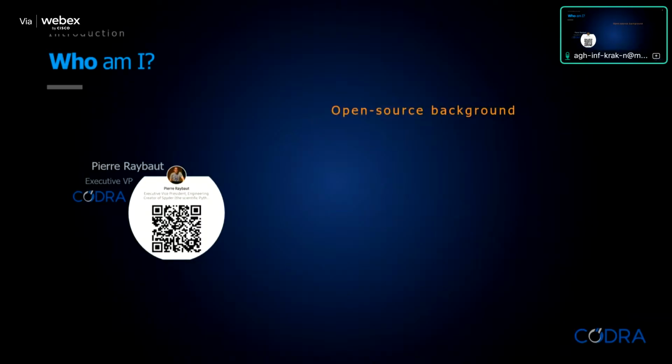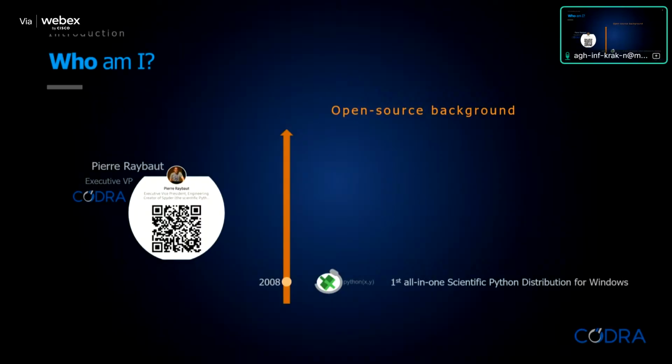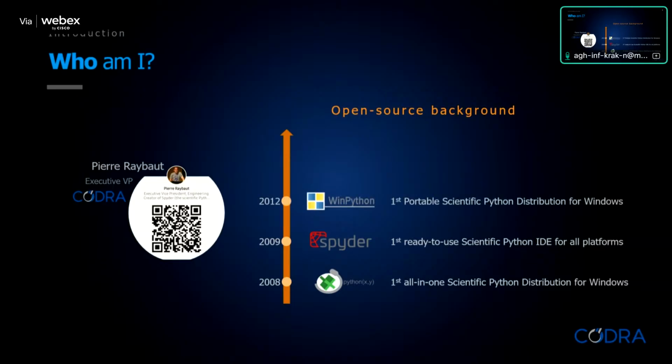In parallel of my professional activities, I've been involved in the open source community for a long time too, for almost 20 years now. I've created a bunch of projects. Some of them you might even know. The older ones may know about Python XY. It was the first all-in-one scientific Python distribution for Windows. Then I created Spider, the first ready-to-use scientific Python IDE for all platforms, actually. Then WinPython, which replaced Python XY. Python XY is discontinued now. So WinPython was the first portable scientific Python distribution for Windows.